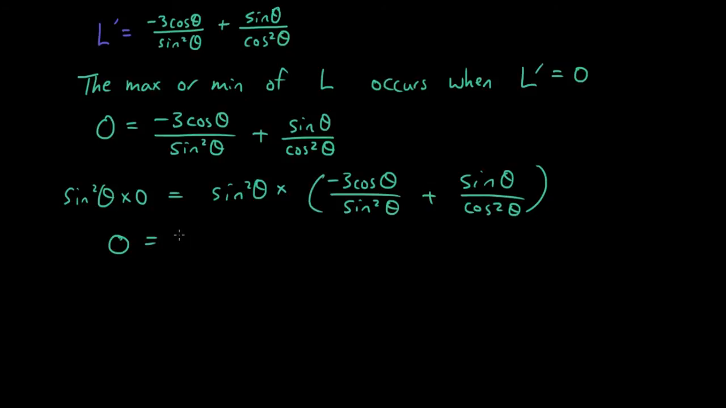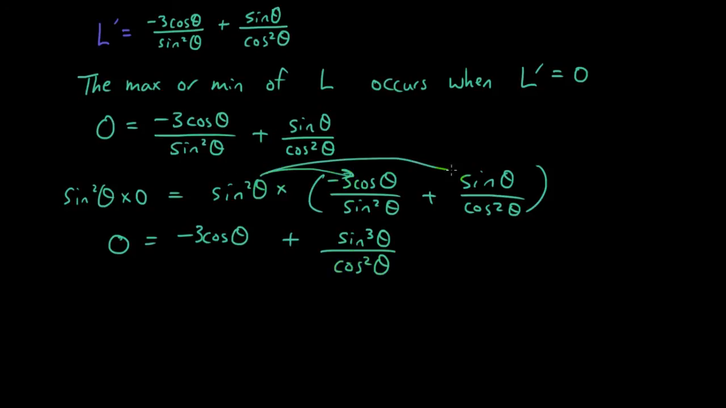So I will get negative 3 cos theta plus sine cubed theta over cos squared theta, because I have to expand this bracket. Sine squared theta times the first term cancels out with what's on the bottom to 1, so I'm left with negative 3 cos theta on the top, plus this term multiplied by the second fraction, and that gives me sine cubed theta on the top and cos squared theta on the bottom.